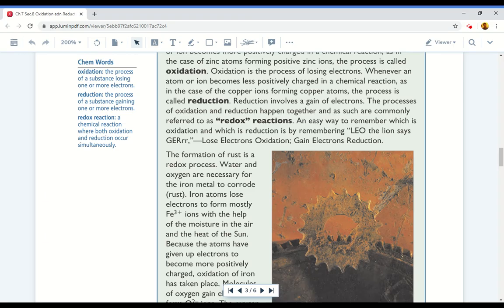An easy way to remember which is oxidation and which is reduction is by remembering Leo the lion says GER. Lose electrons, oxidation. Gain electrons, reduction.